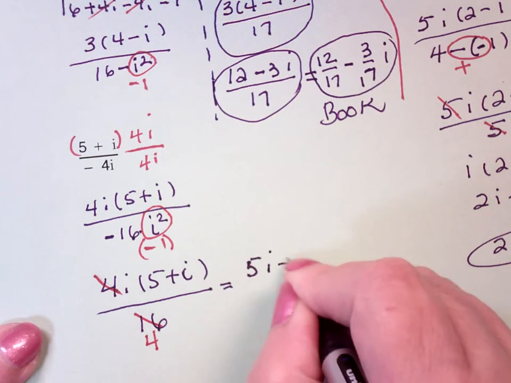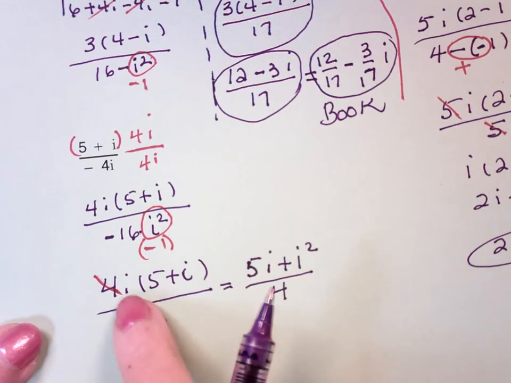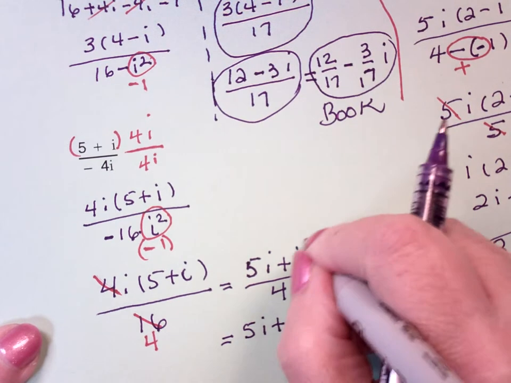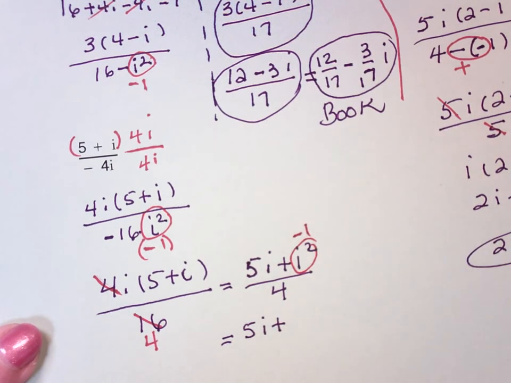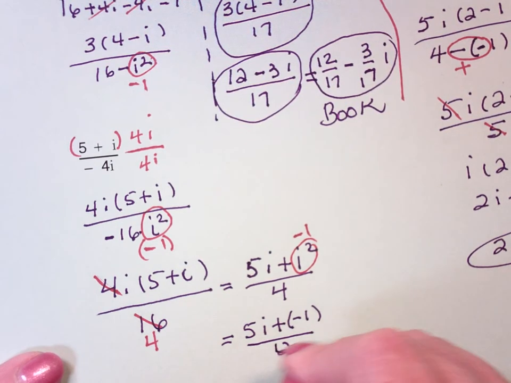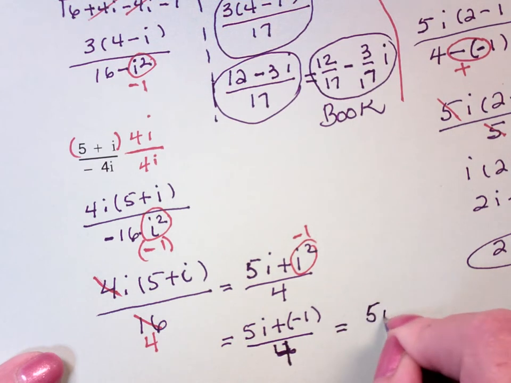So you're left with 5i plus i squared over 4, multiplying through by i, which is 5i plus i squared, we know, is minus 1 over 4. Why in the world did I write 2? Which is 5i minus 1 over 4. That is a perfectly good answer.